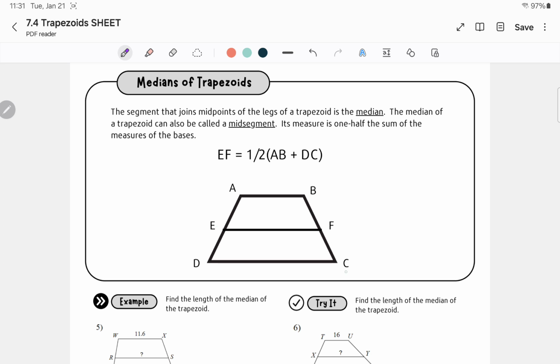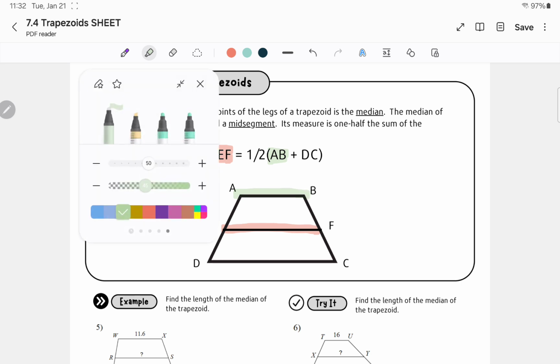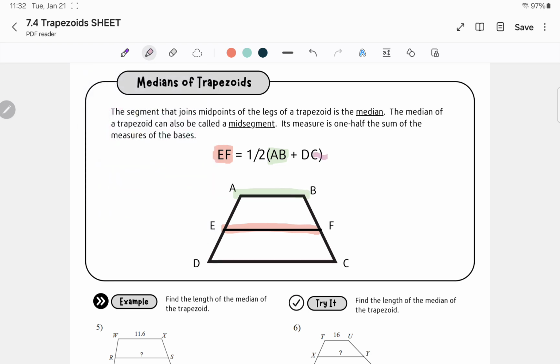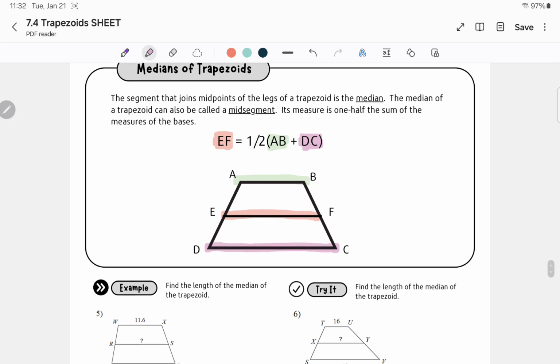The leg over here, BC, the midpoint would be F. So it's saying that, and this is also called a mid-segment. It's saying that this measure, this mid-segment, so let's start with that one, which in this case is EF, is equal to half the sum of the bases. So that would be the sum of this base and this base here, okay? So we're going to use that kind of like a formula to solve these next questions.